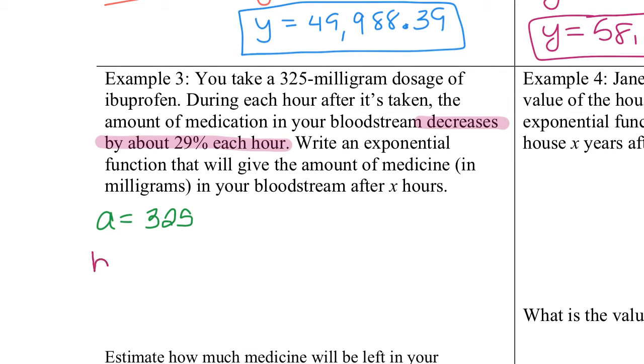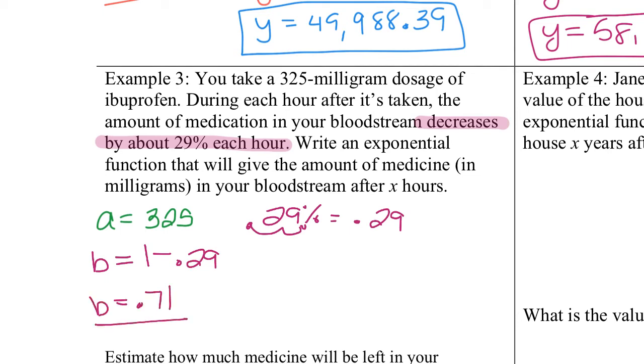Then it says during each hour after it's taken, the amount of medication decreases by about 29% each hour. That's our rate. So since we are decreasing, I need the 1 minus. 29% needs to be changed to a decimal, so move the decimal point 2 times to the left, and we get 0.29. So 1 minus 0.29 is equal to 0.71. So that's our B value, is 0.71. So substitute A and B into the general format, so 325 times 0.71 to the X power.